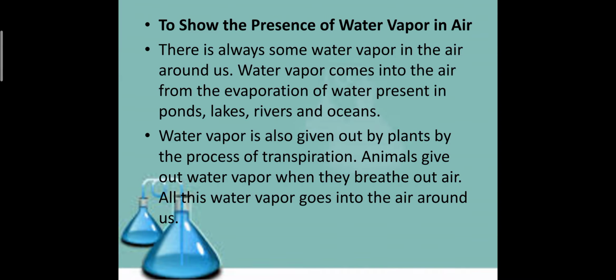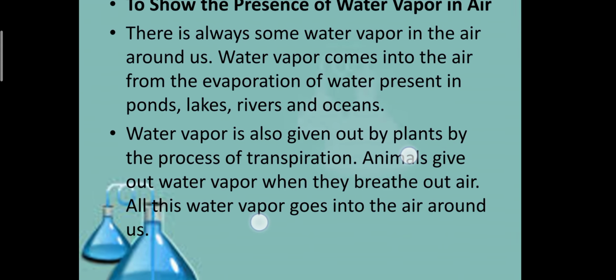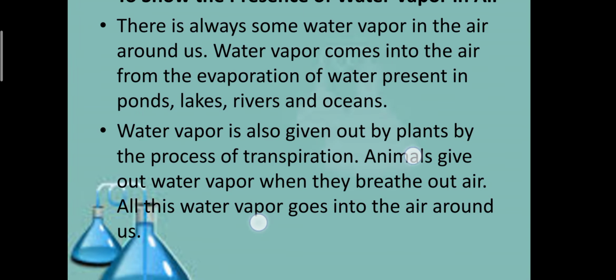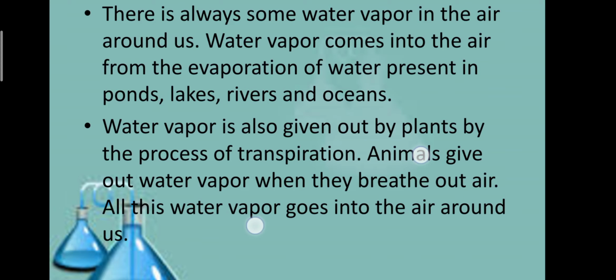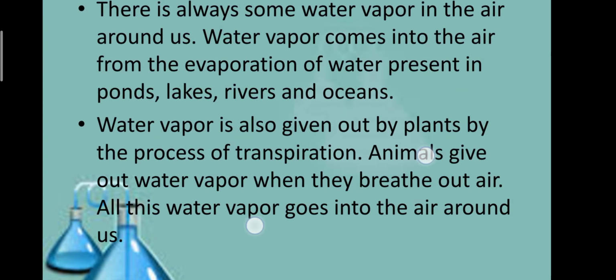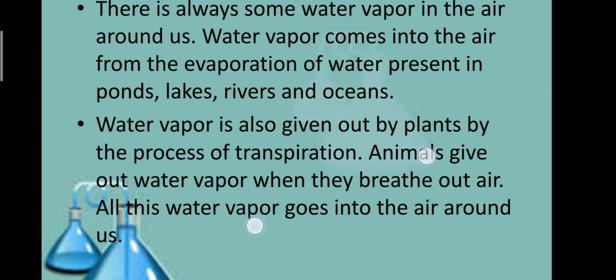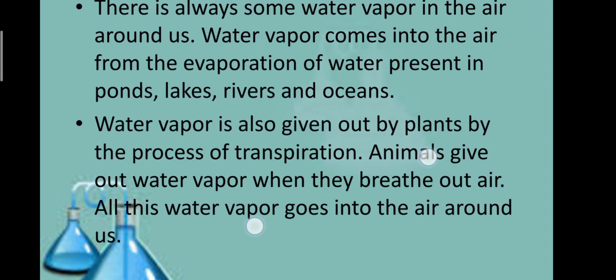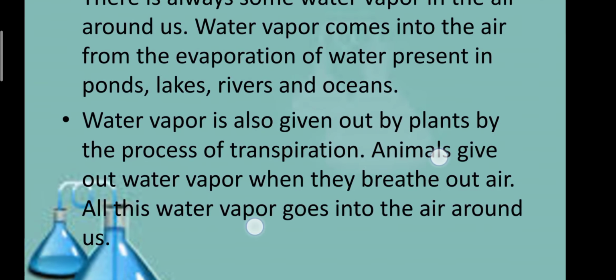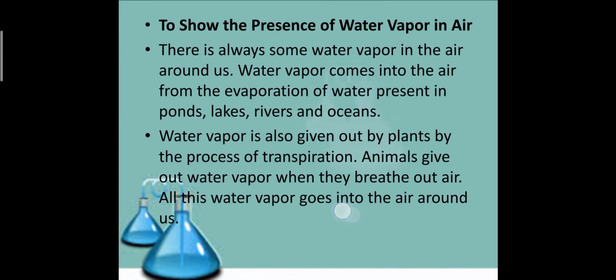Next, to show the presence of water vapor in air. Now, there is always some water vapor present around us in the air. The water vapor comes into the air from the evaporation of water present in ponds, lakes, rivers, and oceans. Even this water vapor comes from plants by the process of transpiration, and animals like we humans and other small animals give out water vapor through the breathing process, inhale and exhale. All this water vapor goes into the air around us.